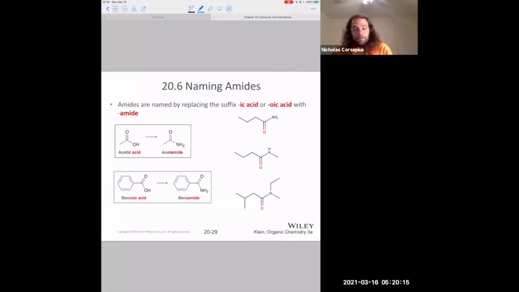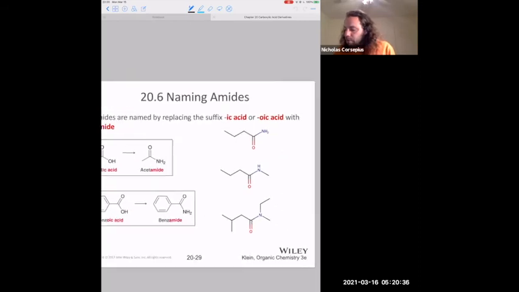Amides, right? Different from amines. Again, just to stress, amides. You're going to replace the oic acid with amide. So that's kind of nice, makes it easy. Again, if we're going to take acetic acid as an example, it goes from acetic acid to acetamide.